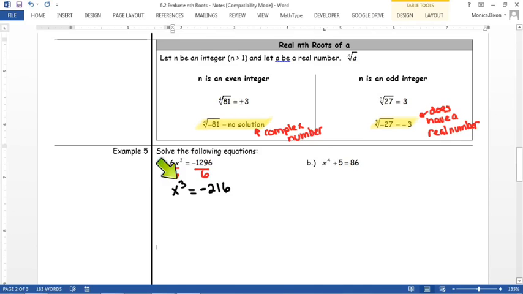So normally if this was squared, we would take the square root of both sides. But because it's cubed, we're going to take the cube root of both sides. So notice we're taking the cube root of both sides. The cube root of x cubed is just x.